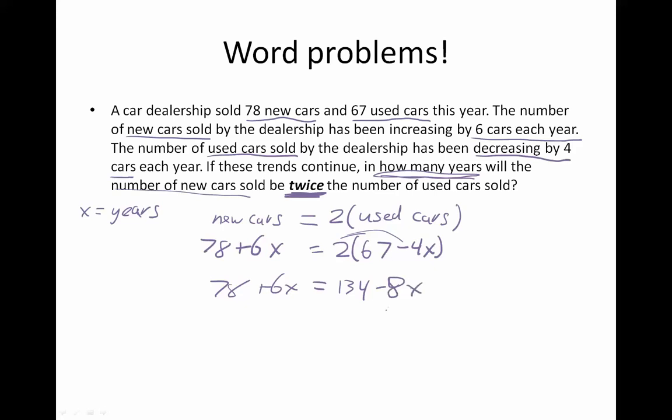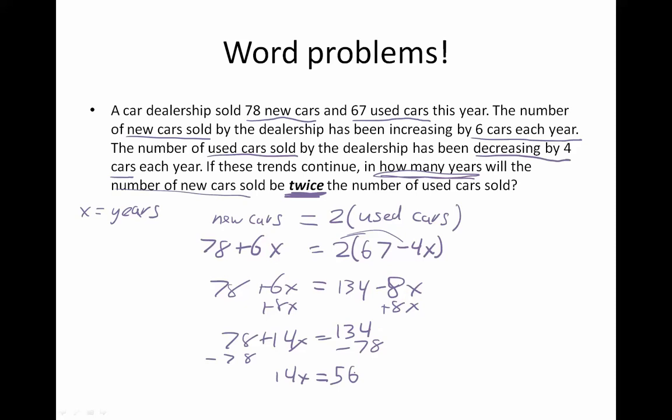Let's get the variable terms on the same side. I'm going to add 8x to both sides. That gives me 14x. 78 plus 14x equals 134. And then I'm going to go ahead and subtract 78, giving me 14x equals, let's see, 134 minus 78. Minus 8 gives me 126. Minus 70 gives me 56.